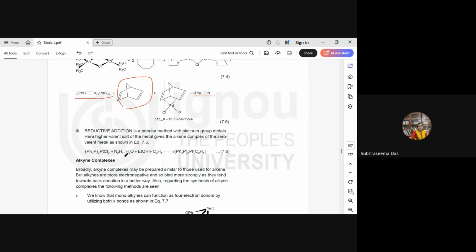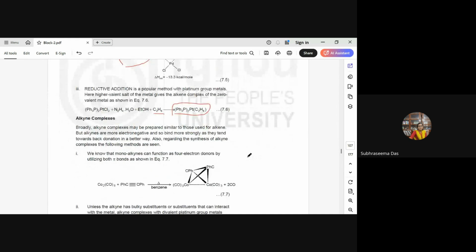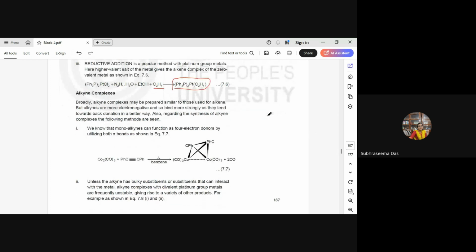(PPh3)2PtCl2 plus N2H4, ethanol, plus C2H4 gives us this complex. So this is called reductive addition. Then coming to alkyne complexes. Broadly, alkyne complexes may be prepared similar to alkene complexes.